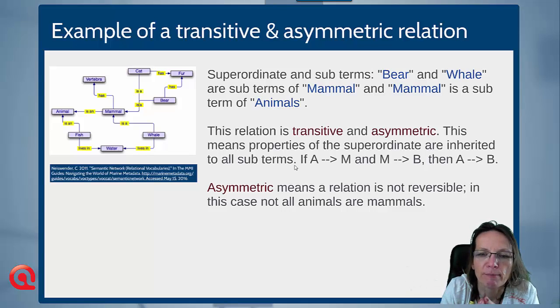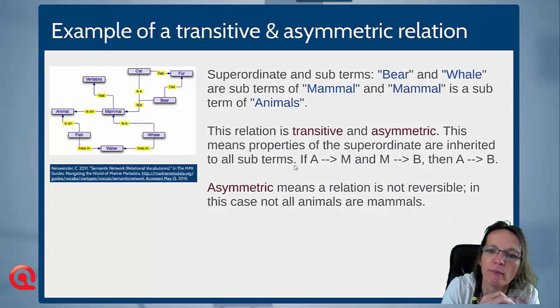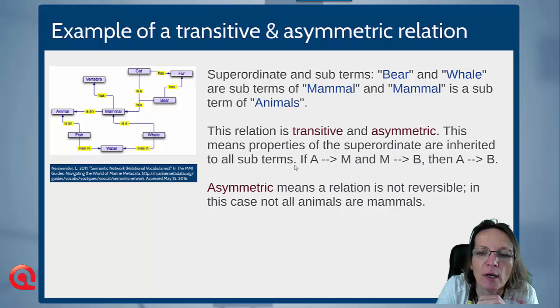And here you also have the more mathematical terms. A relationship is transitive and asymmetric, and this means the properties of the superordinate are inherited to all subterms. If A leads to M and M leads to B, then also A leads to B. Like the A and M and B stand for animal, mammal, and bear. But it's not reversible, so we cannot go the way up. So it is transitive and asymmetric.